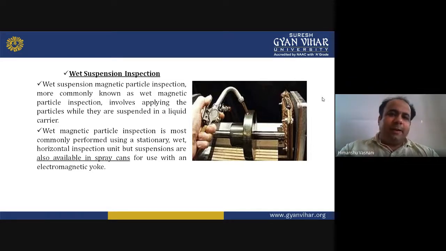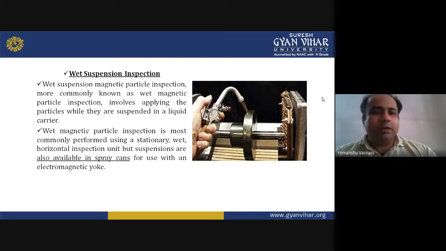Now, wet suspension inspection. Wet suspension magnetic particle inspection, more commonly known as wet magnetic particle inspection, involves applying the particles while they are suspended in a liquid carrier. Wet magnetic particle inspection is most commonly performed using a stationary wet horizontal inspection unit, but suspensions are also available in spray cans for use with an electromagnetic yoke. You can see on the right hand side the diagram also showing how it is performed using a stationary wet horizontal inspection unit.